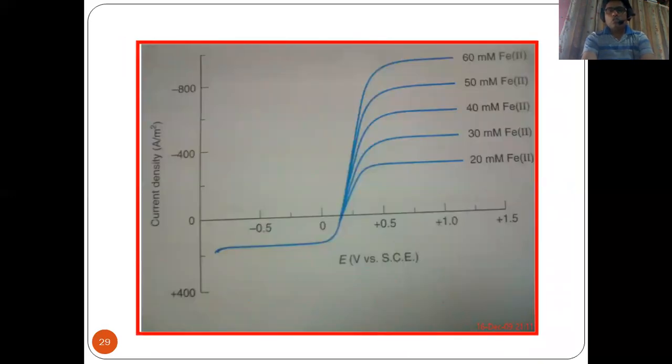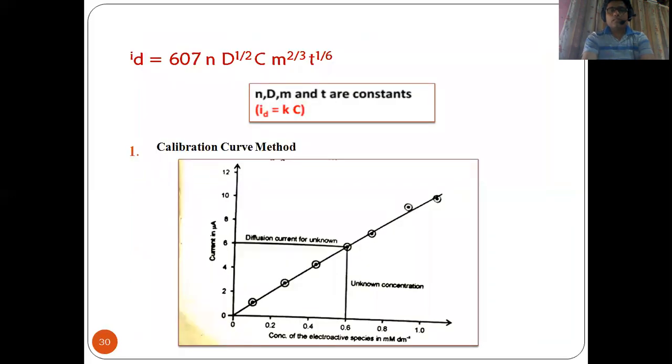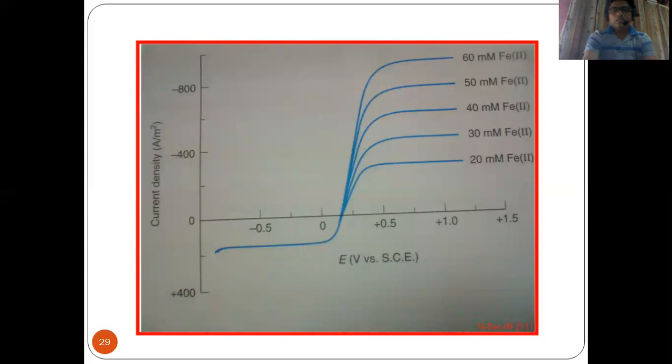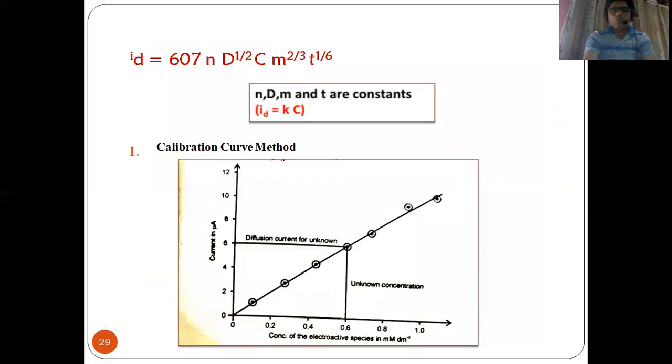So here, known concentrations 20, 30, 40, 50, and 60 millimole were recorded as current density versus saturated calomel electrode. And after that, plotting current versus concentration, as these all are the known concentrations. So in the calibration curve of known concentrations versus the diffusion current, we will get a straight line passing through the origin. So again, we can find out the diffusion current of the unknown, and plotting on the calibration curve, we will find the unknown concentration. Here again, diffusion current is equal to K into C.